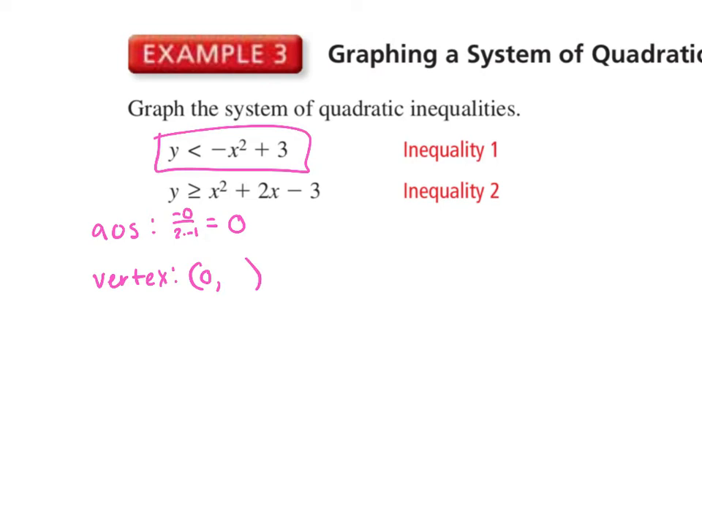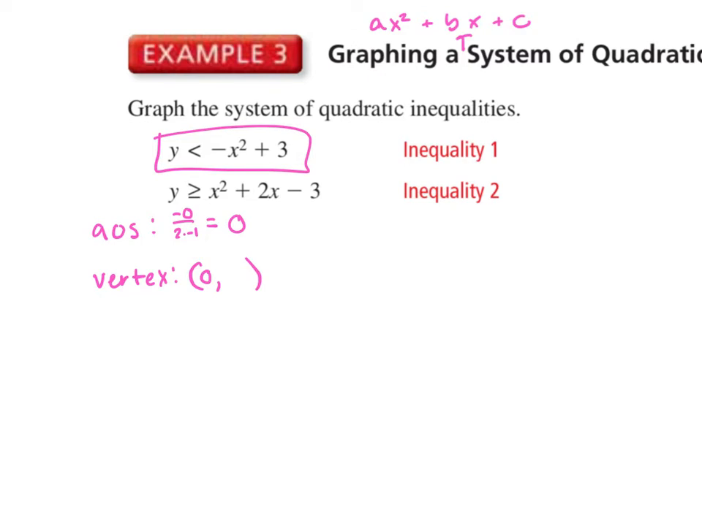The axis of symmetry formula is negative b over 2a. Remember, our b is what's in front of the x term. So we have a times x squared plus b times x plus c. Do we have an x term here? No. Since there's no x term, that would mean our b is 0. So that's how we got 0.